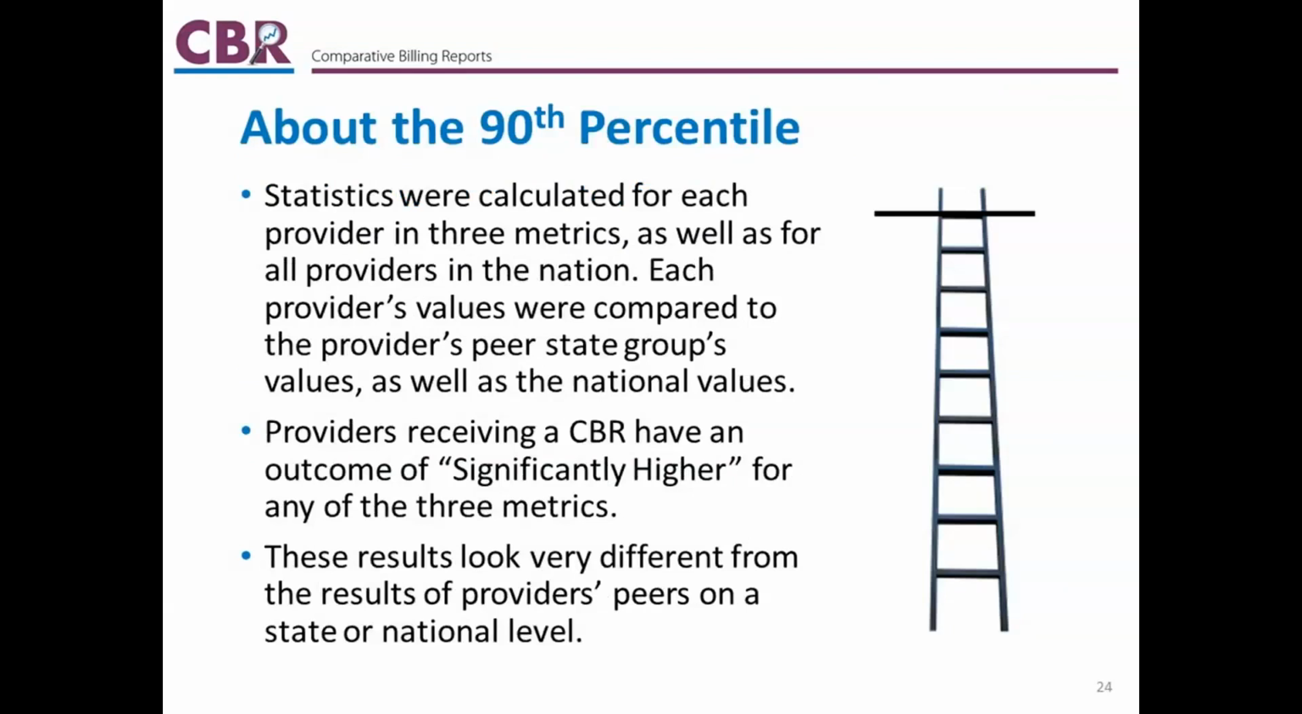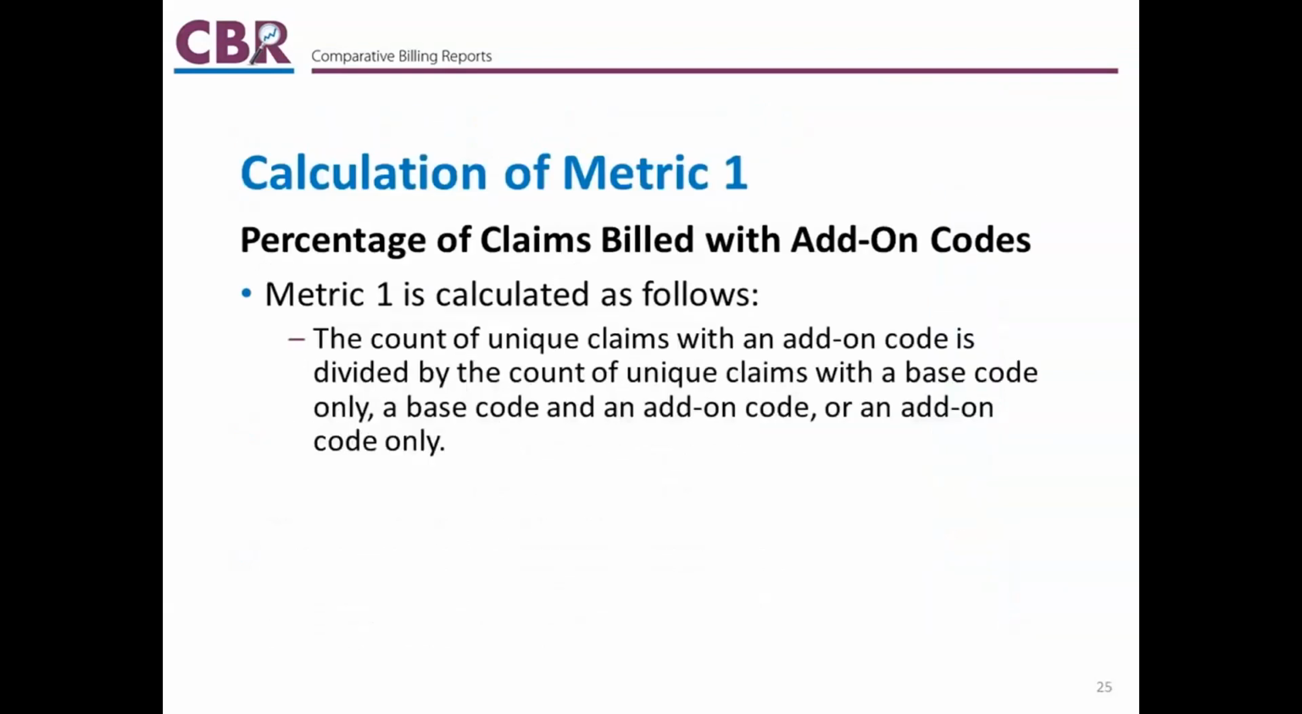In order to identify the providers who were above the 90th percentile, we calculated values for all providers for each of the metrics in each comparison group, which would be their peer state and nation. We then order all of the providers' values from highest to lowest. If you use the ladder of the visual as a reference, imagine that the highest values are listed at the top of the ladder, and then in descending order down the length of the ladder, so the smallest values are at that bottom rung. Next, we identify the value below which 90% of the provider's values fall. This is the 90th percentile mark represented above on the ladder visual by the black line. Any outcome for a metric in which the provider's value falls above that point would therefore have the outcome of significantly higher for the metric. Let's look at each metric individually and the outcomes for the sample provider on our sample CBR.